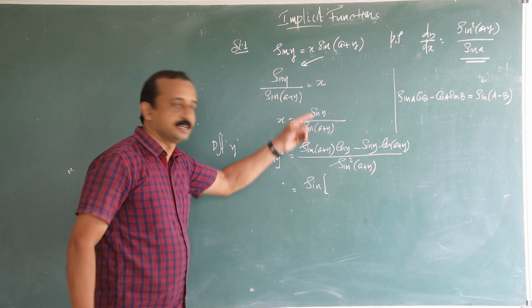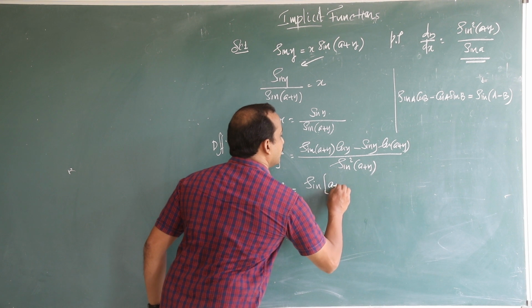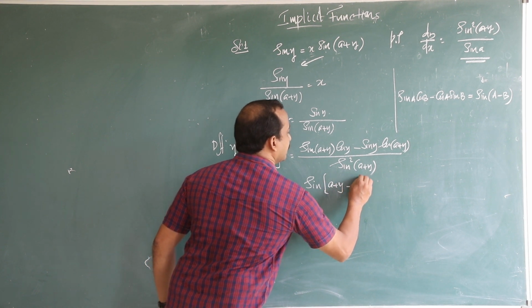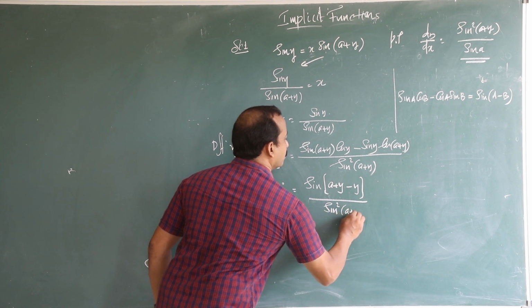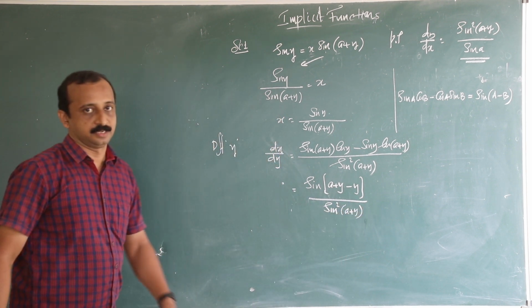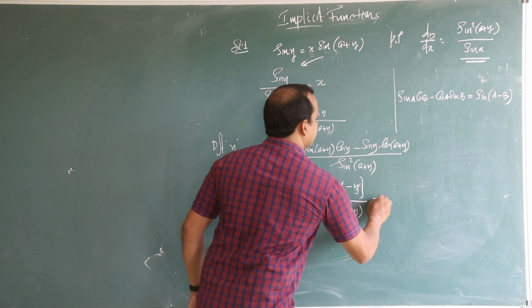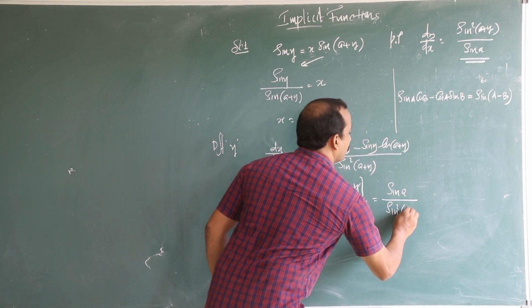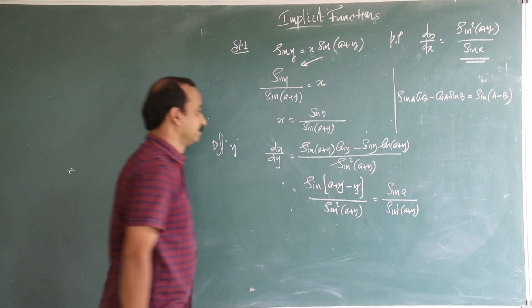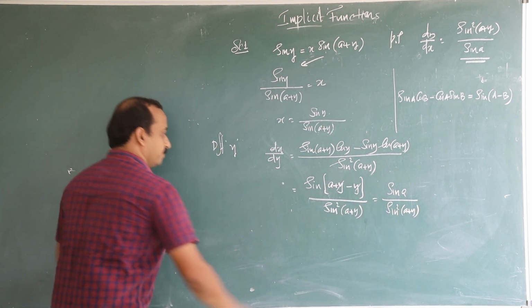Here a corresponding value is a plus y and b corresponding value is y, the whole divided by the denominator square, sin square of a plus y. Here y cancels and therefore we get the answer sin a divided by sin square of a plus y. This is dx by dt. Now we find dy by dx.